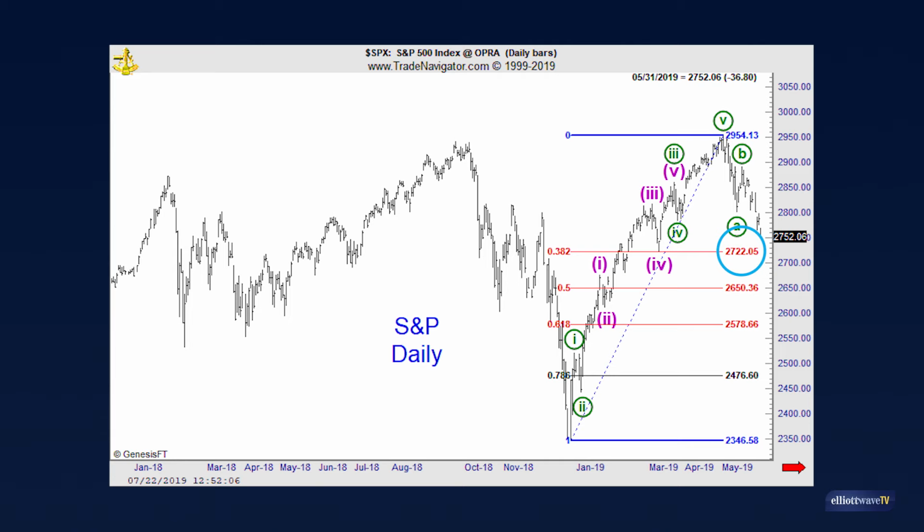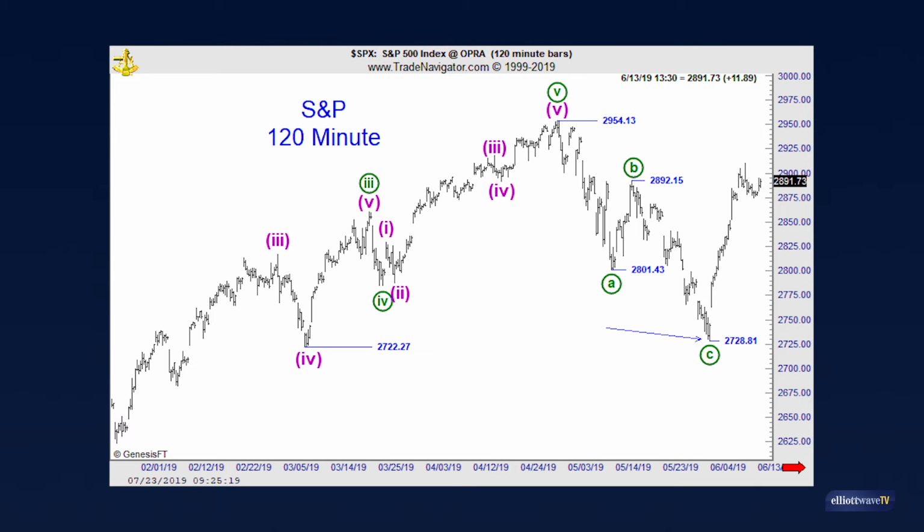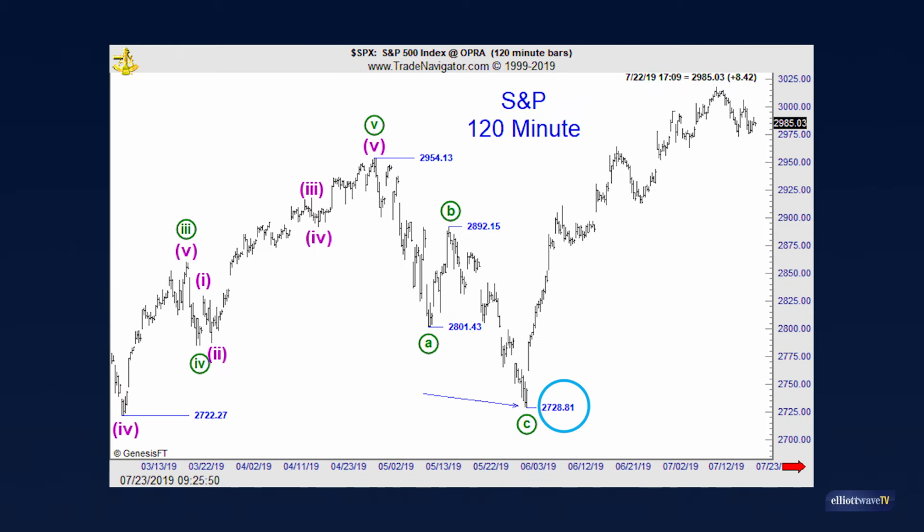A clear wave count and a cluster of targets gave us strong confidence that a market bottom was at hand. The outlook was for a low in that price range and then a move up to new all-time highs. The actual low was 2728.81, in the middle of the support cluster. As you can see, the S&P moved up to new all-time highs in the following weeks.